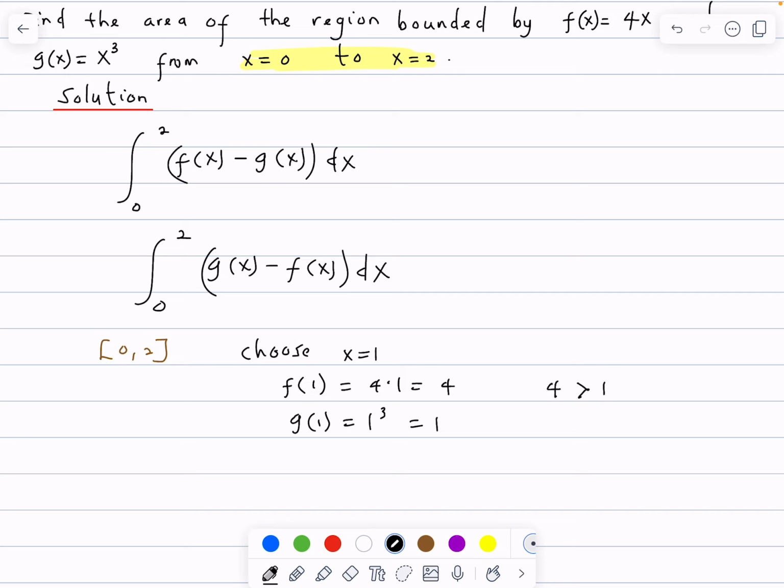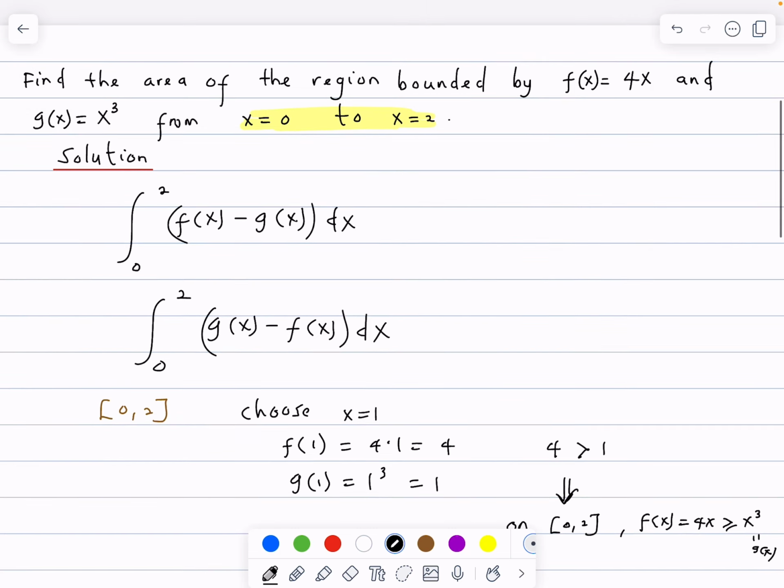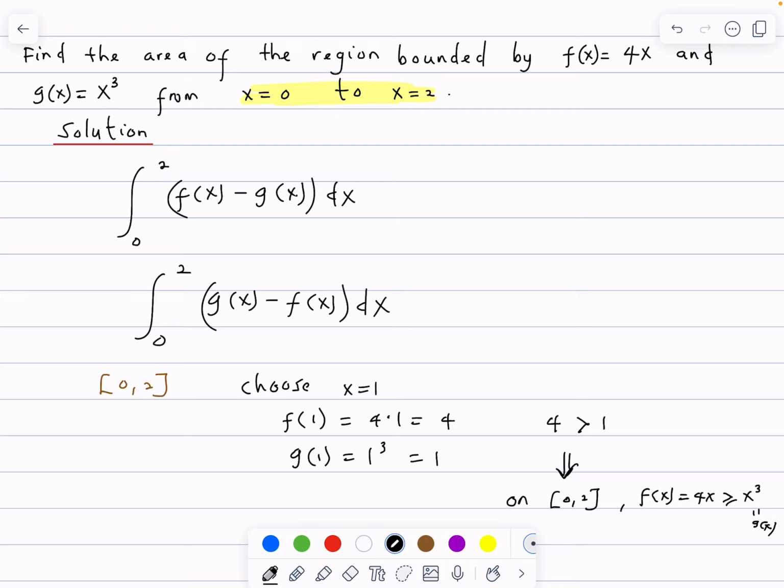That implies that on this interval 0 to 2, f of x, which is 4x, is greater than or equal to x cubed, which is our g of x. When we chose a number from the interval and plugged it into the functions, we saw that 4 is greater than 1. So I'm going to choose this one to compute the area.